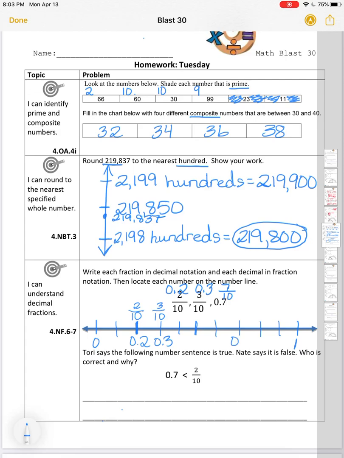And then we have 4 tenths, 5 tenths, 6 tenths, and 7 tenths. So 7 tenths is going to be right here. And then I would have 8 tenths, 9 tenths, and 10 tenths would be right here at my 1 whole.